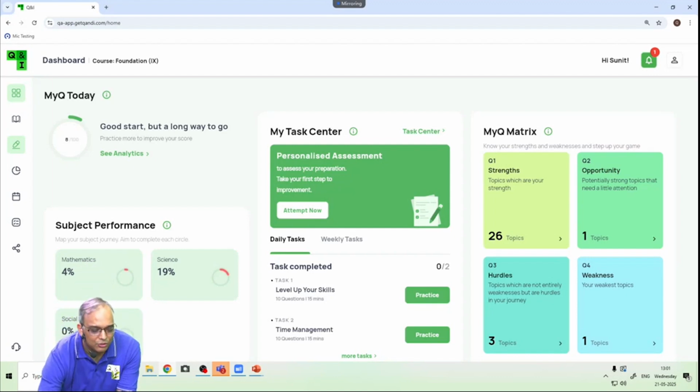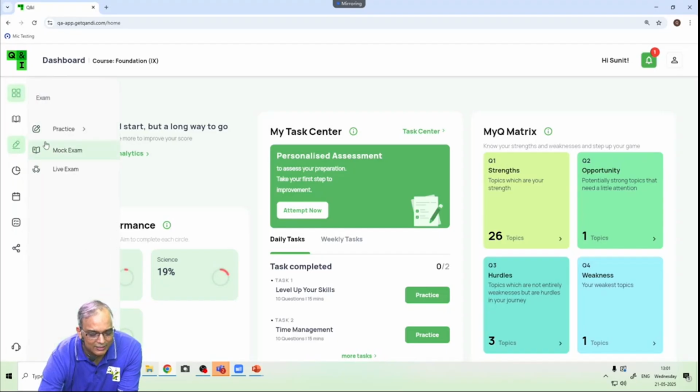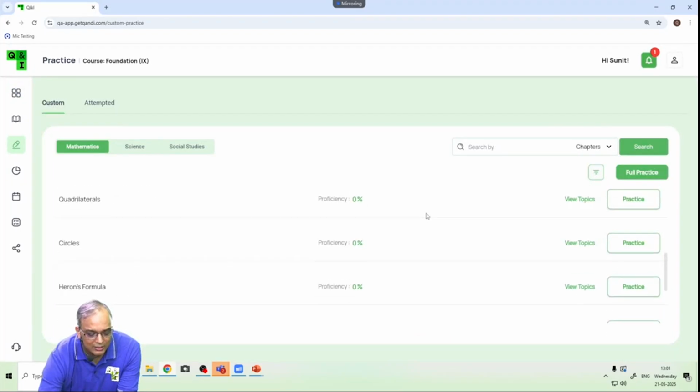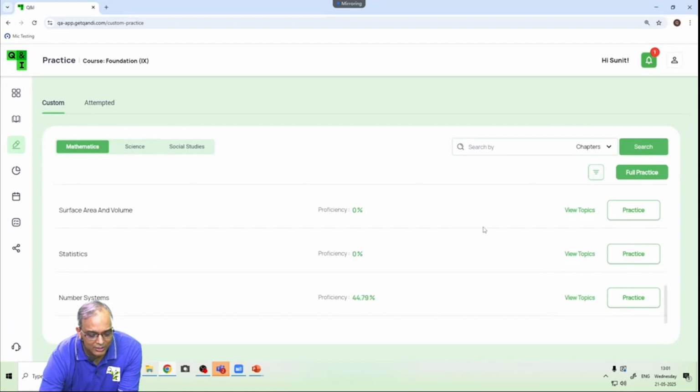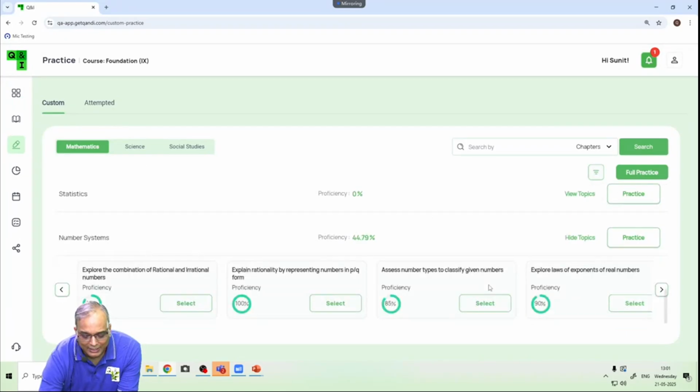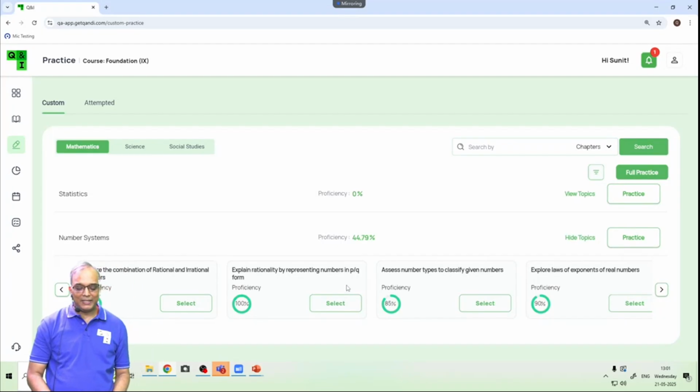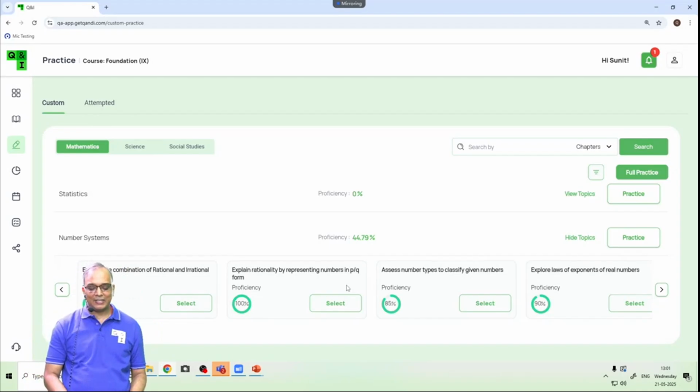So for that, students, you will go to the practice session, assessment practice, custom practice. Go to the chapter which we are doing right now, that is number system. In number system, I've given two homeworks already. So today you will do explain rationality by representing numbers in p by q form. This second topic is your homework. So go back and practice on the platform.